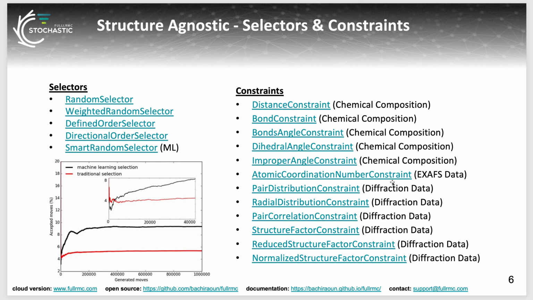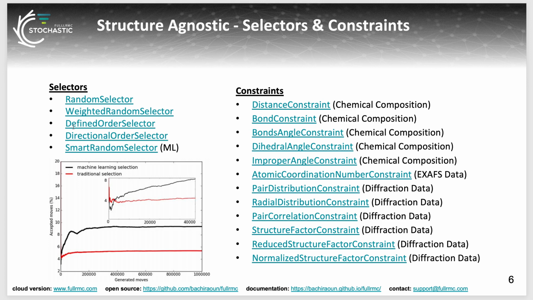All right, for selectors. The selector is the way the engine is going to be selecting those groups during runtime. The easiest selector you can think of is a random selector. That's the reverse Monte Carlo selector. Then you can have a selector that will select more groups more often than others. This is a weighted selector. You can define selectors with defined orders. You can define selectors with directional orders.